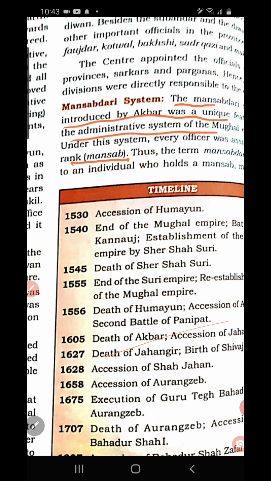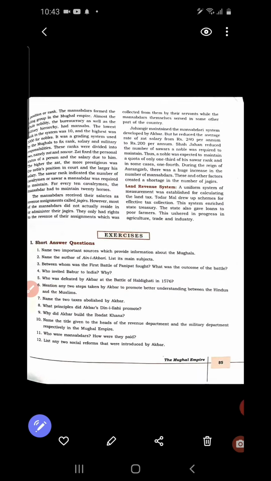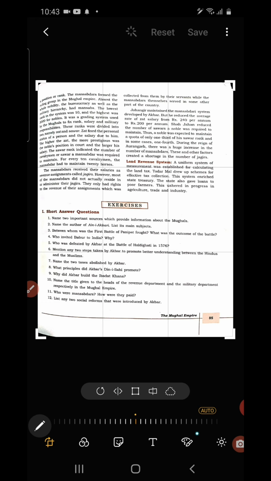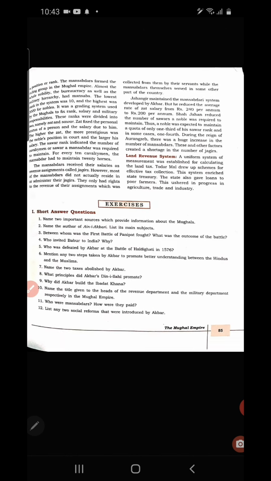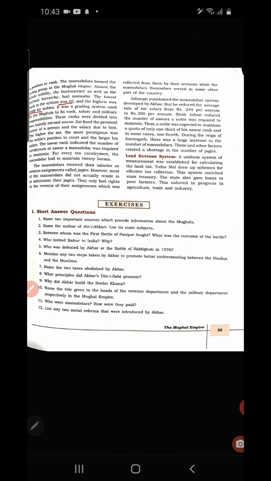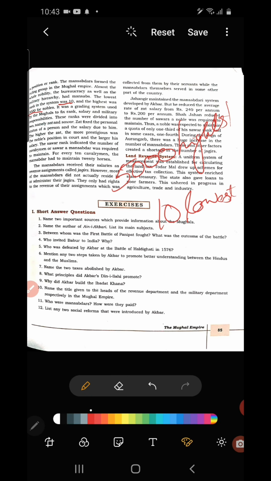The highest rank given to an officer was 5,000. The highest rank was 5,000 and the lowest rank given was 10. So 5,000 was the highest rank, and 10 was considered the lowest rank. All the officials were given different ranks. This is called the Mansabdari system.